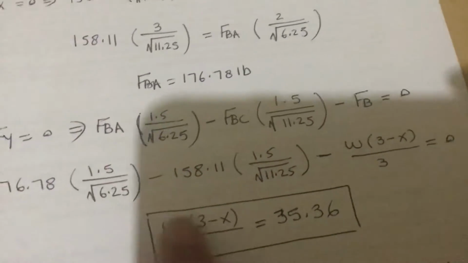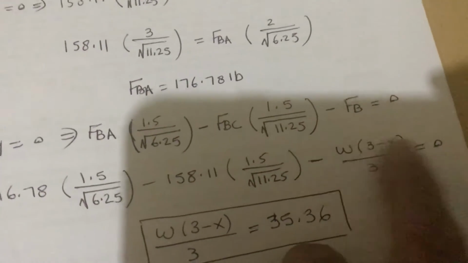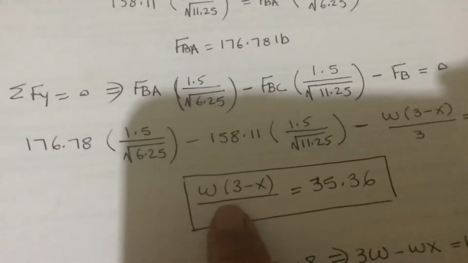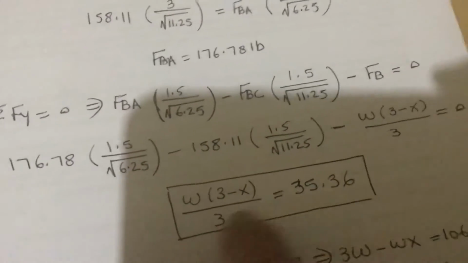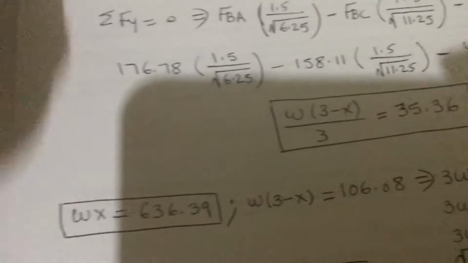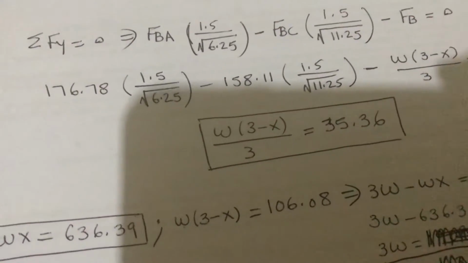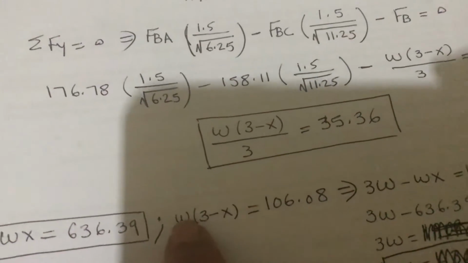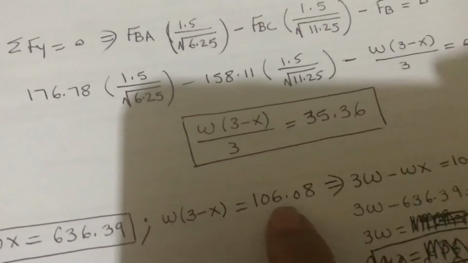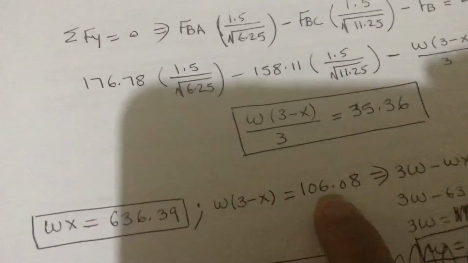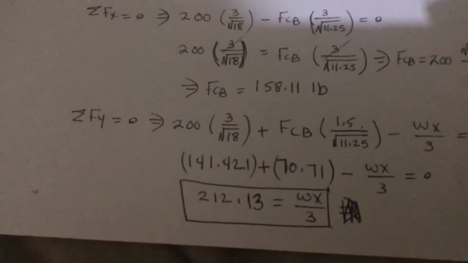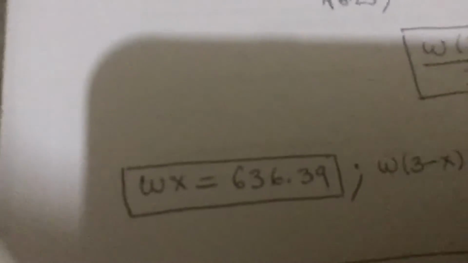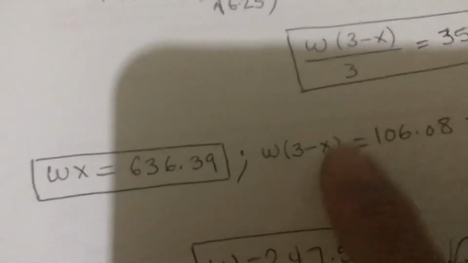You'll end up with what? Now, you just make this on one side, and you make this on the other side. You'll end up with W times 3 minus X over 3 equals 35.36. So you multiply by 3, and you'll end up with W times 3 minus X equals 106.08. And remember the other one, WX is equal to 3 times 212.13, you'll end up with 636.39. So you have these two equations.